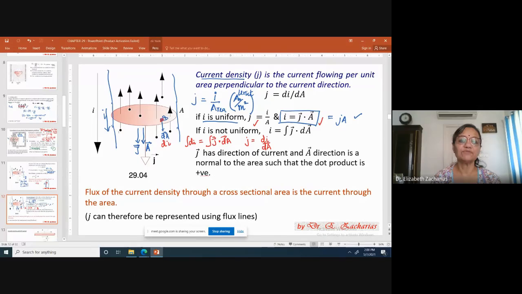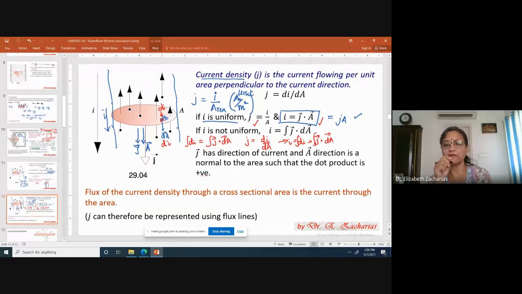I'm talking about a small area dA, and the small current dI going through that area. I'm going to integrate it for this entire cross section. Then I get the total current: dI equal to J dot dA, then I do an integration, and then I get I, the net current. Did you follow this?